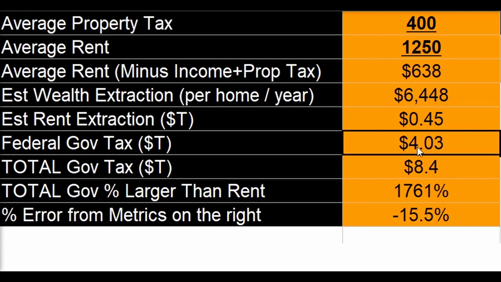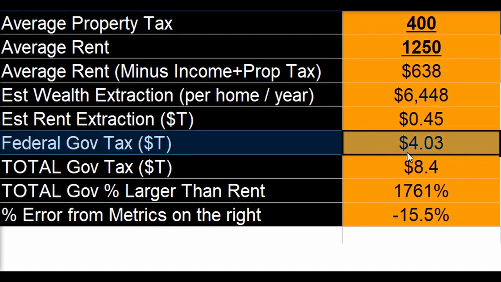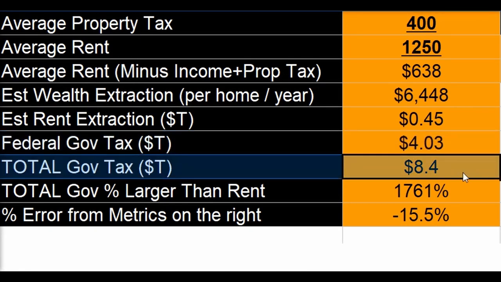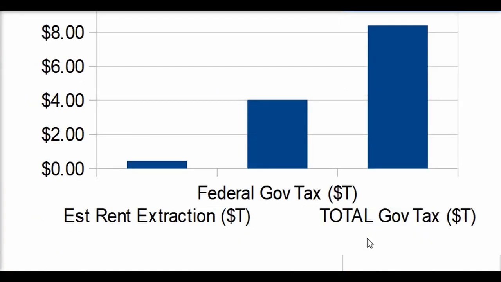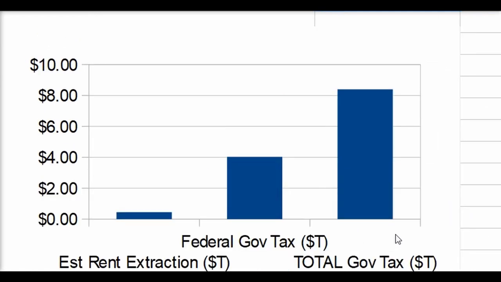This is our federal government taxation income, $4 trillion. This is for last year, I believe. This is our state, local, and federal tax revenue, 8.4 trillion, meaning our total government revenue is 1,761% more than the rental income. Here we have our bar graph right here. This is our rent on the left, federal government in the middle, total government on the right.